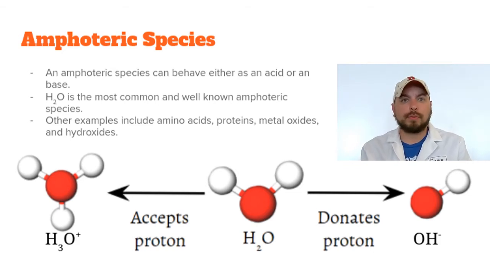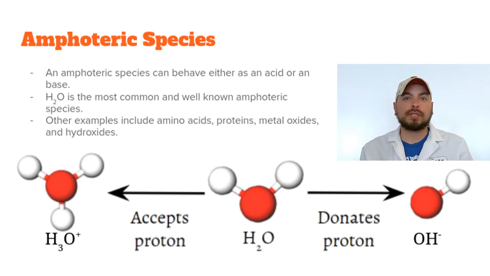So let's give an example. Water. Water is a great example. Now, water can give up an H+ ion, and as a result become hydroxide, OH-. That means that water can act as an acid. Water can also accept a hydrogen ion and become H3O+, or the hydronium ion. And as a result, it acts as a base.